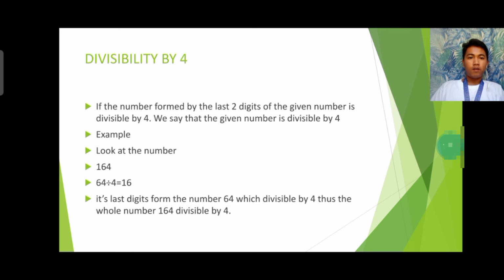Divisibility by 4. If the number formed by the last two digits of the given number is divisible by 4, we say the given number is divisible by 4. Example, look at the number 164. 64 divided by 4 equals 16. Its last two digits form the number 64, which is divisible by 4. Thus, the whole number 164 is divisible by 4.